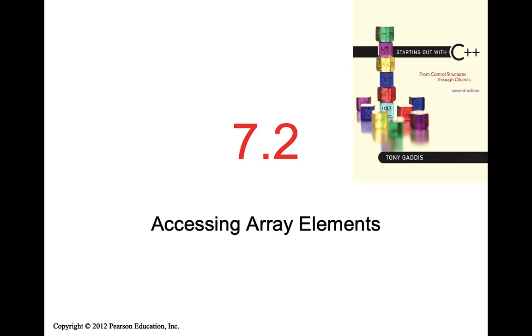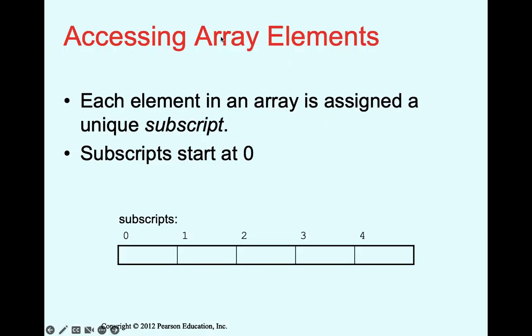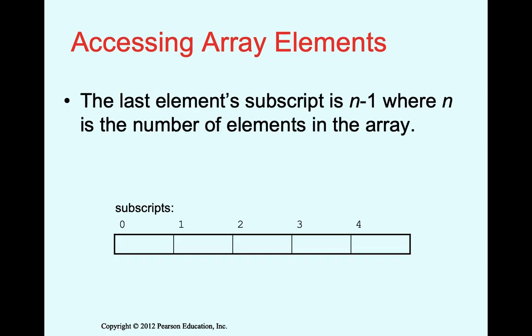Now, accessing the array elements. To access the array elements, you use a subscript. You start from 0. The first element in the array has subscript 0, then 1, 2, 3, 4. So if we have 5 elements, the index starts from 0 till 4. The last element has subscript n minus 1 if we have n elements in the array. So if we have 10 elements, we go from 0 till n minus 1, which is 9.